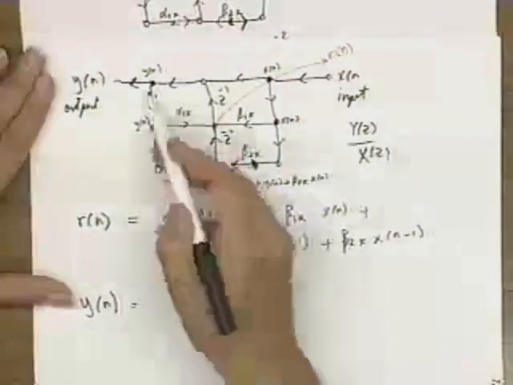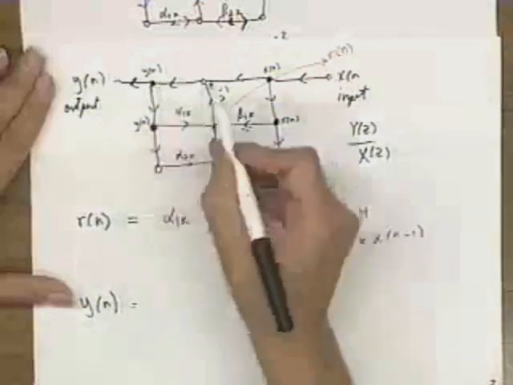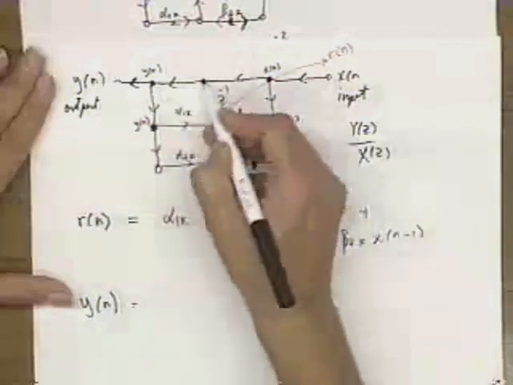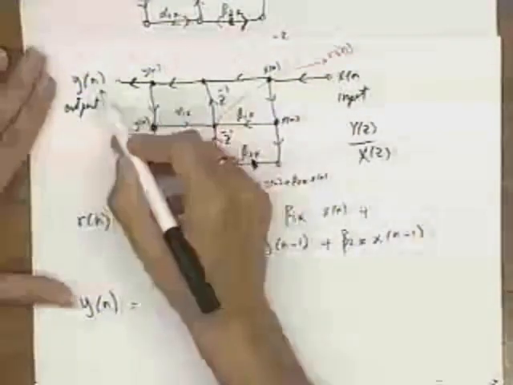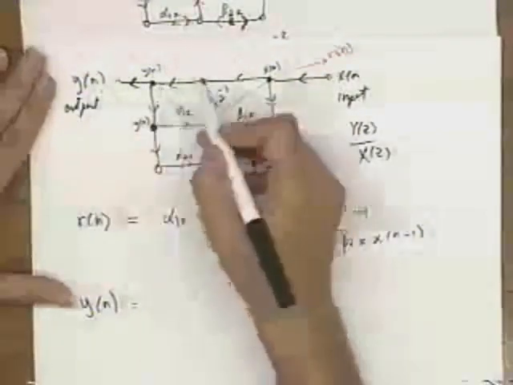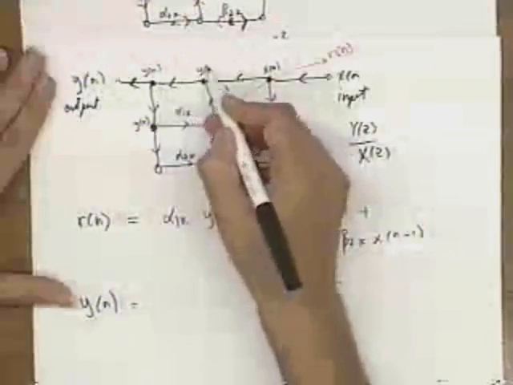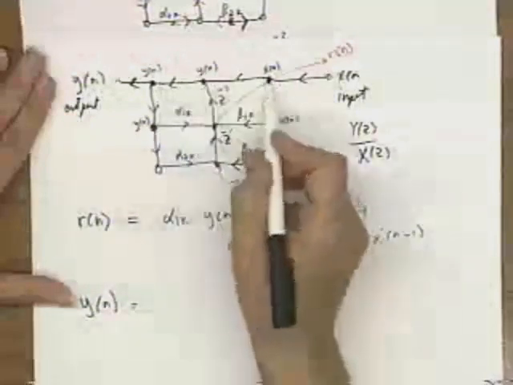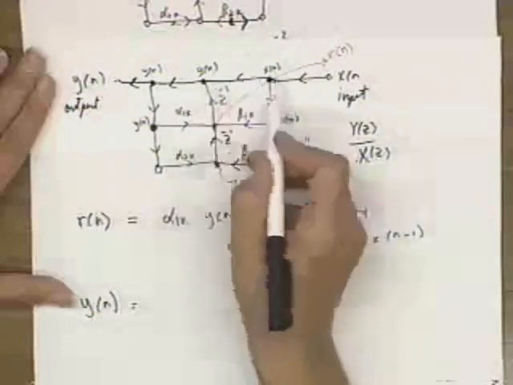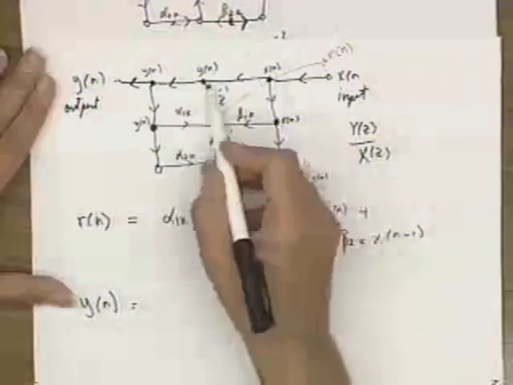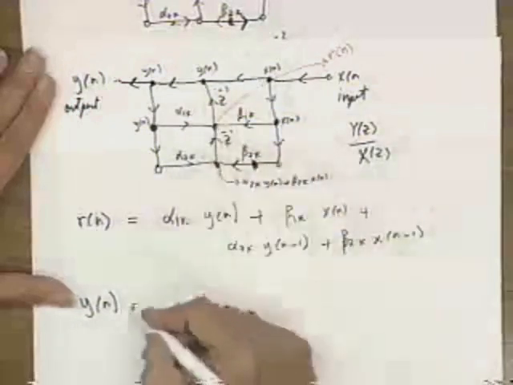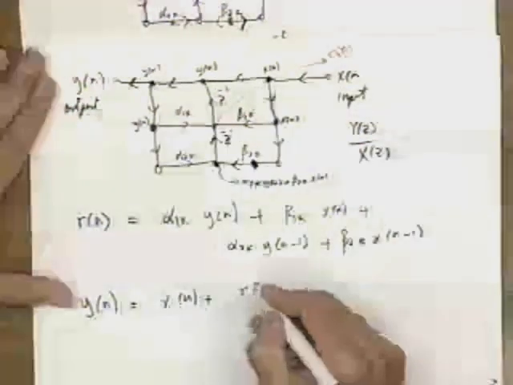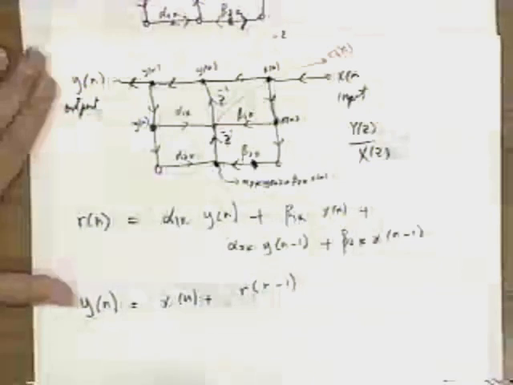Well, let's write down y of n. So y of n here is this point, which is the same value as y of n here, right? This thing spitting out is y of n. This is coming down is y of n. This is coming down is y of n. So this point here is itself y of n. Now what can we say about y of n? Well, there's a branch feeding in from this way, x of n, and then there's a delayed element of r of n. So y of n is nothing but x of n plus r of n minus 1.